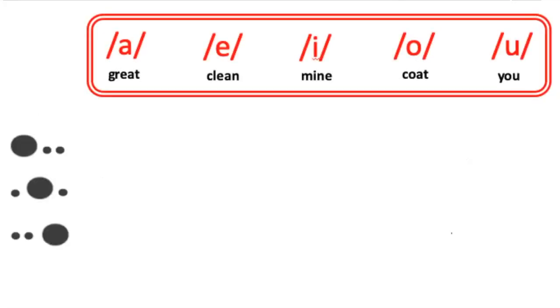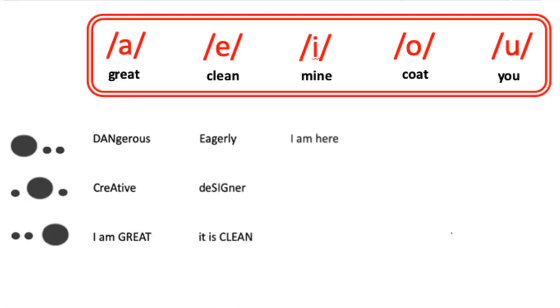But if we think about 3-syllable words like dangerous or creative or "I'm great", so that's not a word, it's a phrase, you can see how we can work on a 3-syllable phrase. And then you can get students to think of their own examples, like eagerly, designer, it is clean, I am here, deciding, this is mine. So you get the idea.